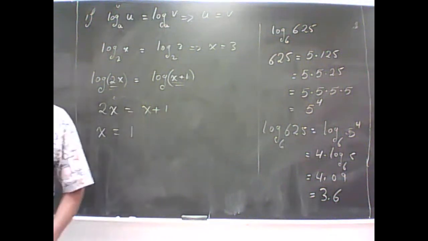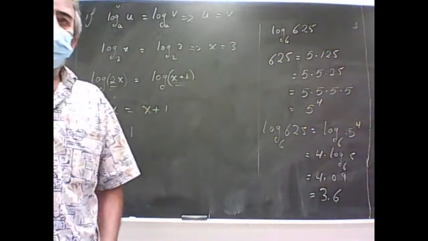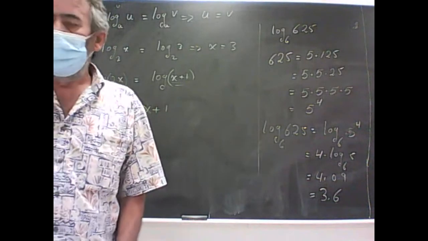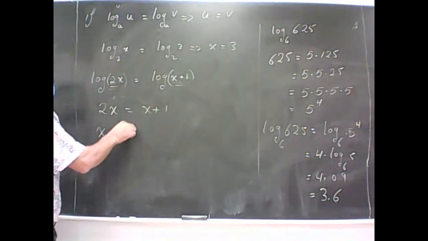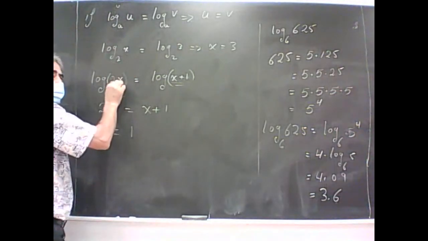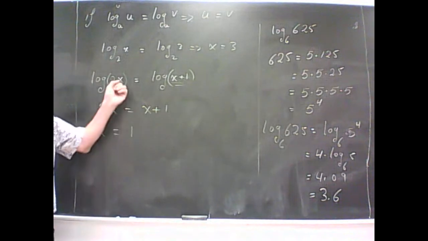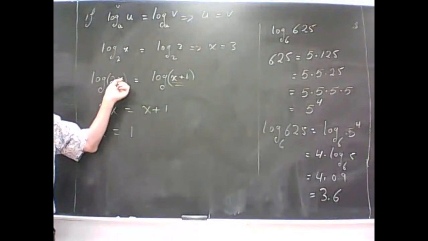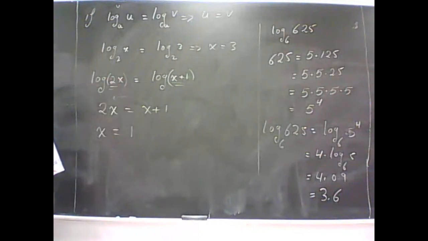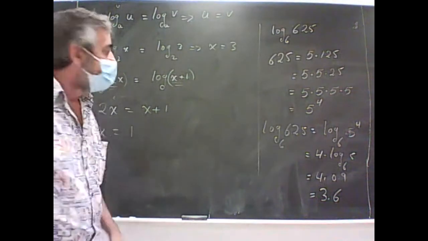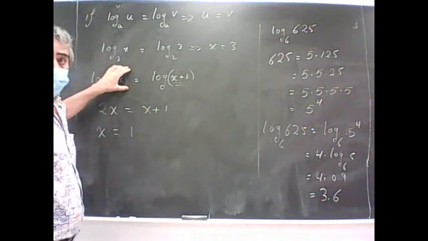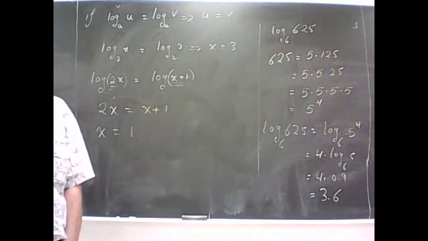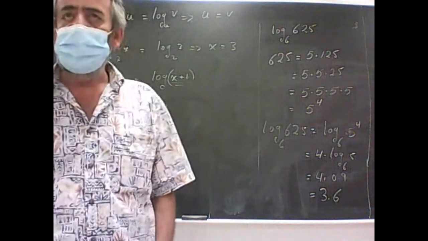Now, one thing you need to do every time you solve a logarithmic equation is check to make sure your answers make sense. Okay? Can I substitute 1 in here? If I put 1 for x, what do I get? 2 times 1 is 2, and 2 is a positive number, so it can be inside the logarithm. So for this side, 1 is good. How about this side? 1 plus 1 is 2, again 2 is good, and therefore this solution is correct.